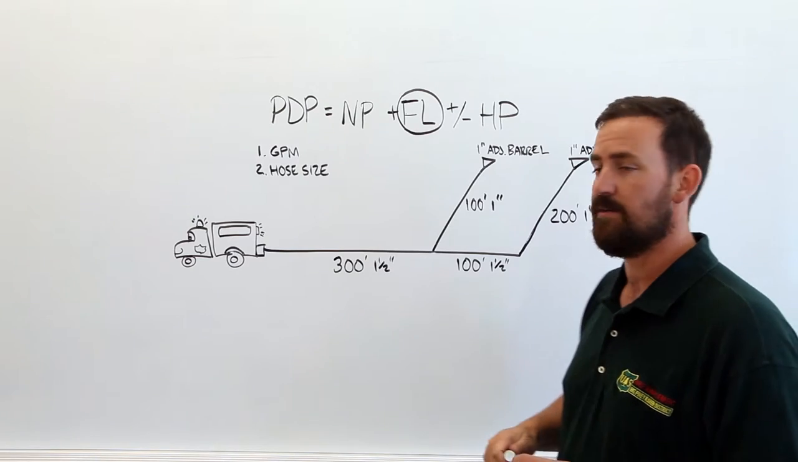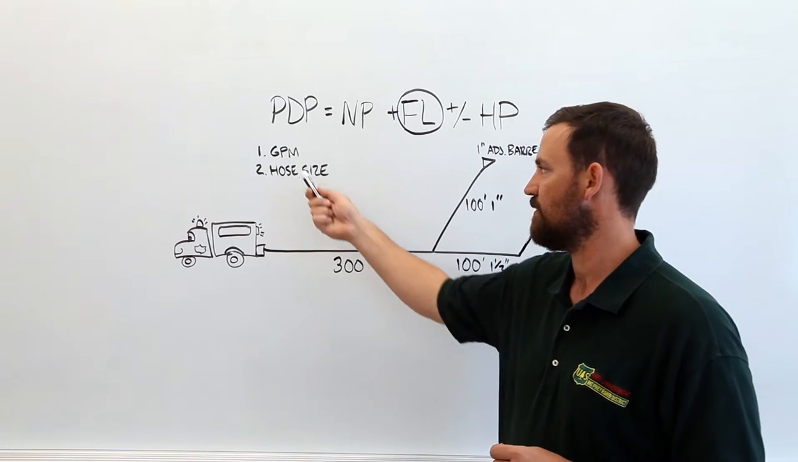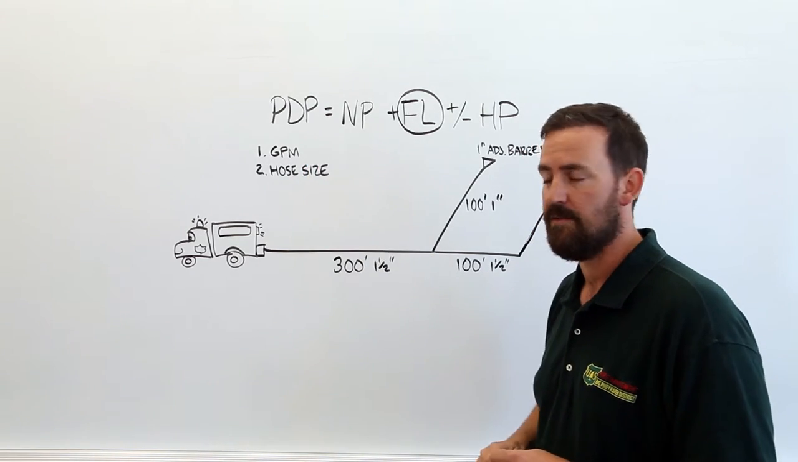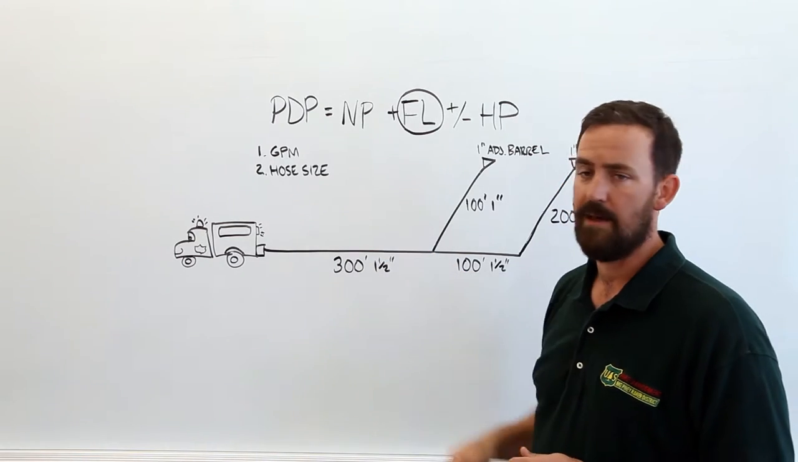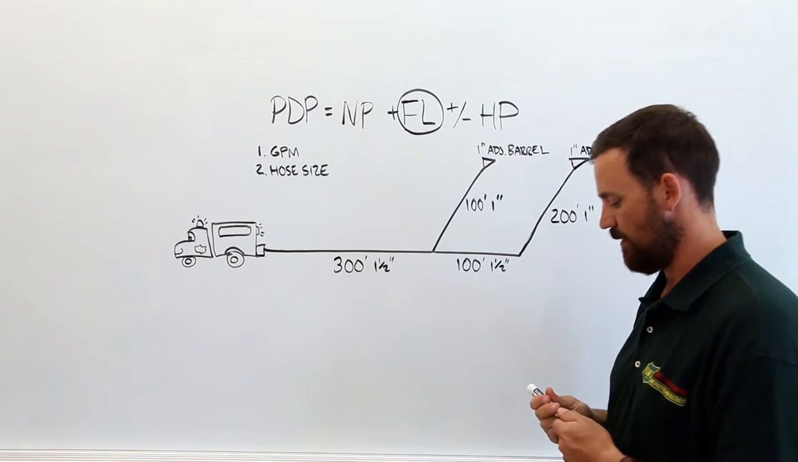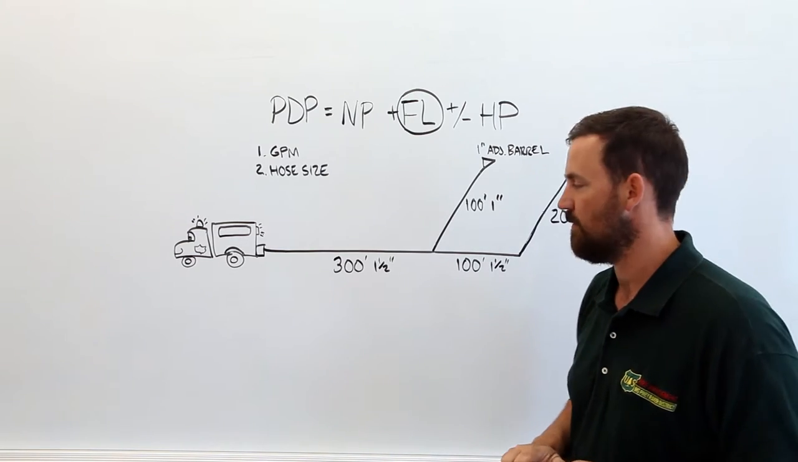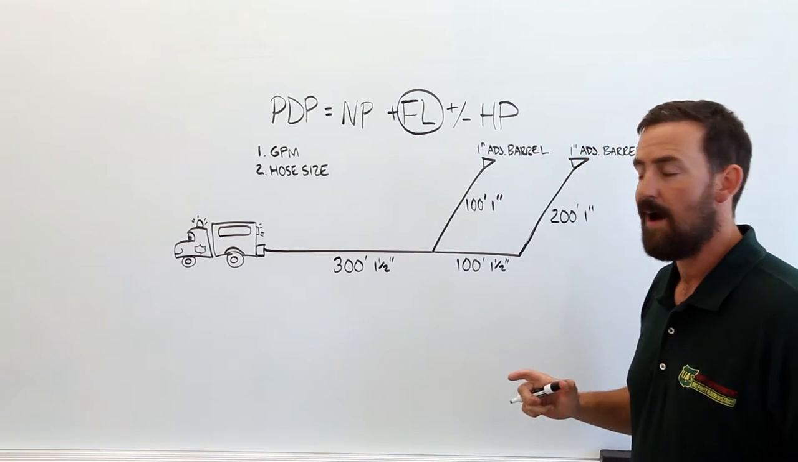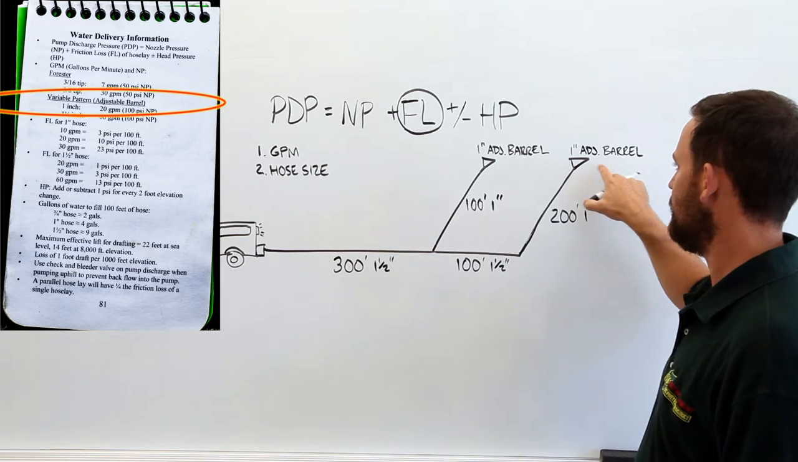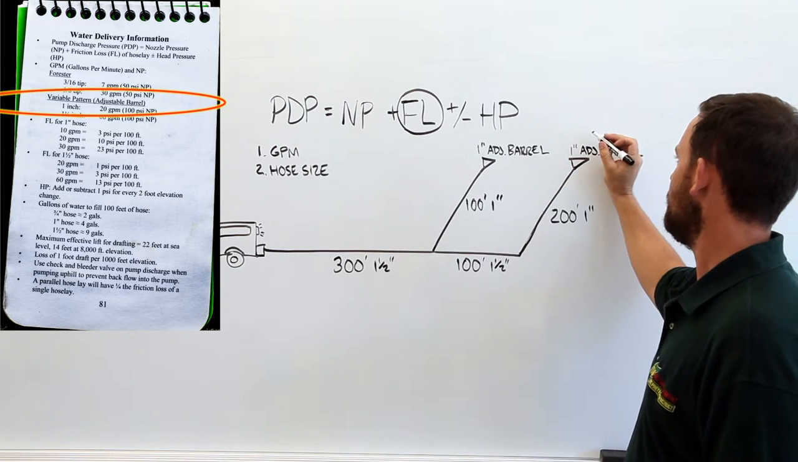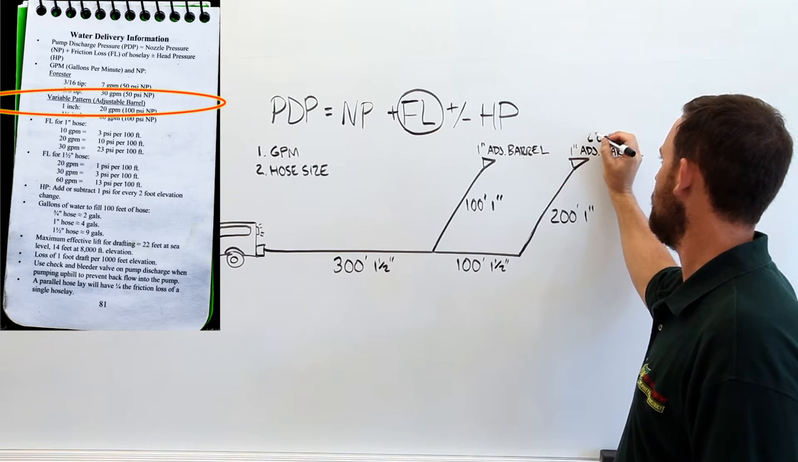And we talked about the two things we need to know to determine friction loss: one, the GPM going through the hose, the amount of flow, and then the diameter of the hose that water's flowing through. So I'm just going to work this problem out, and then we'll go over the rules of thumb afterwards. So if we go to our IRPG, we see that a 1-inch adjustable barrel has a flow of 20 GPM.